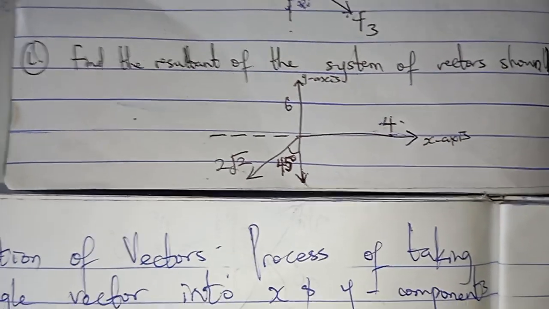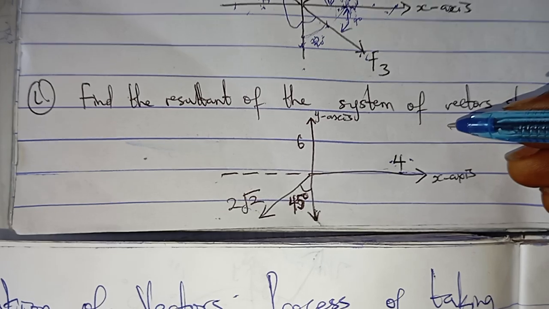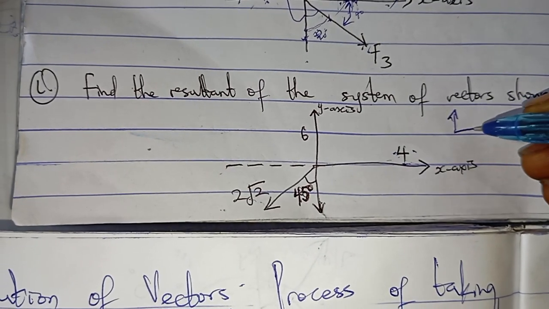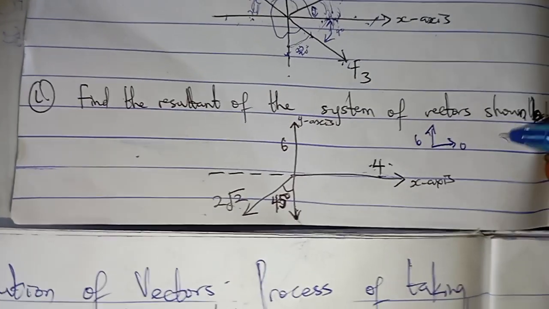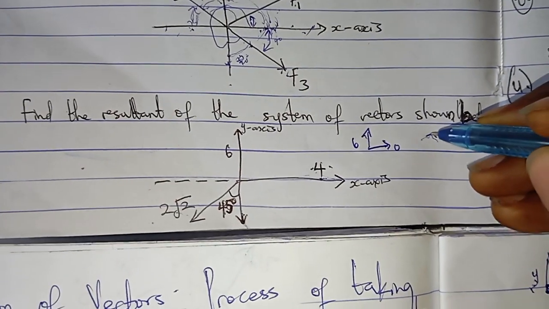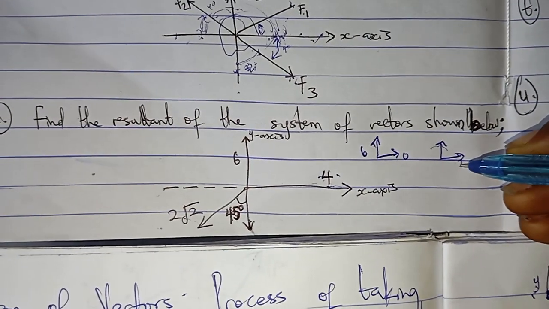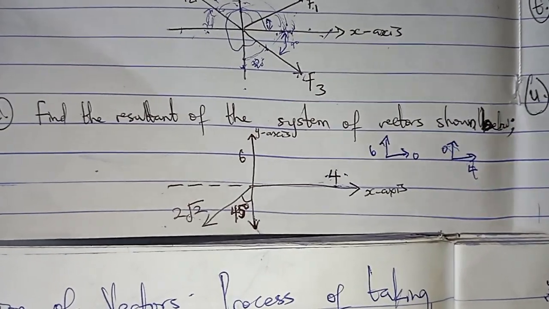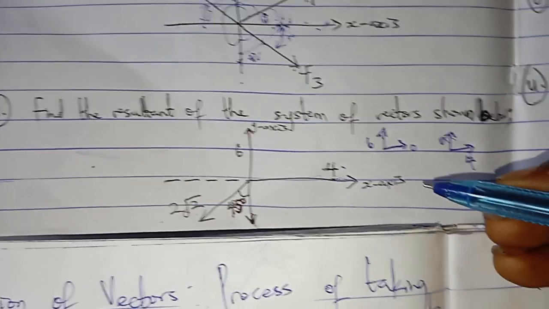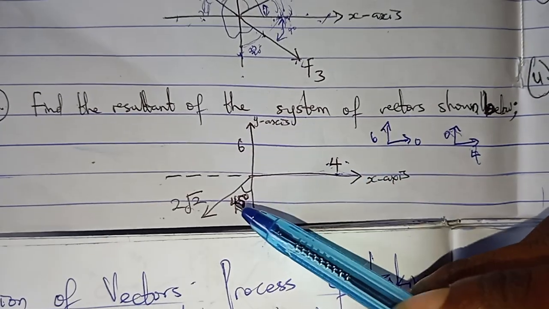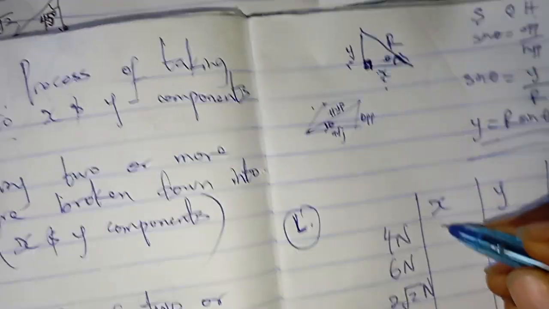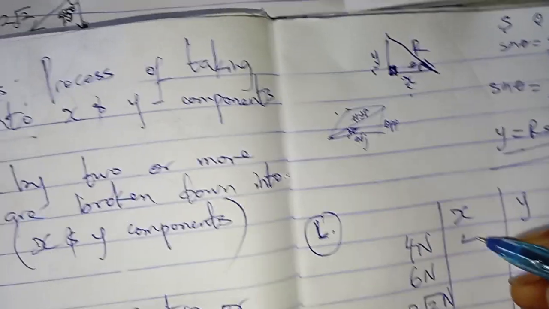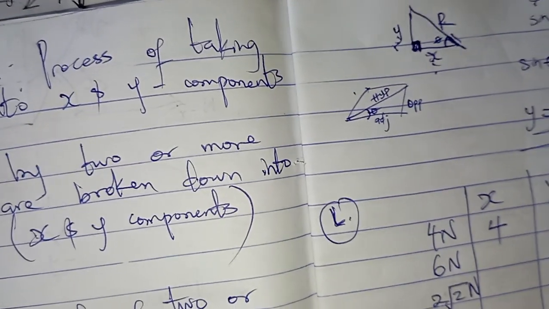This can be drawn the same way as saying I have something of this nature, 6 at y and 0 at x. Then I also have when y is 0 and x is 4. Then I now have 2 root 2. This one is happening at the same time. So for that reason, I'll have the 4 at x, 4 0, then 6 0.